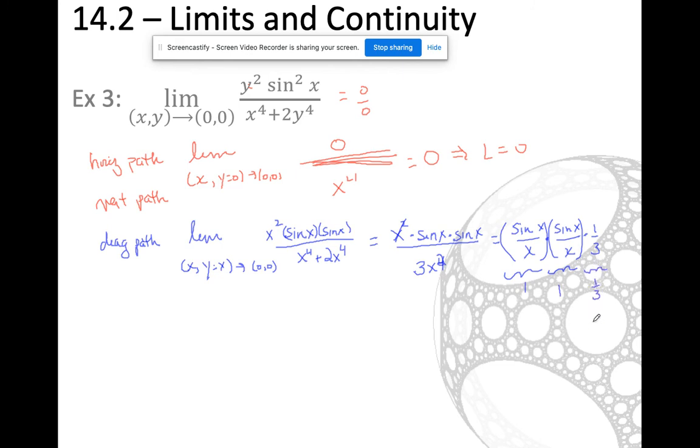And the product of limits is the limit of the products. So in this case, I got 1/3, which does not equal 0. Therefore, the limit does not exist. Woohoo!